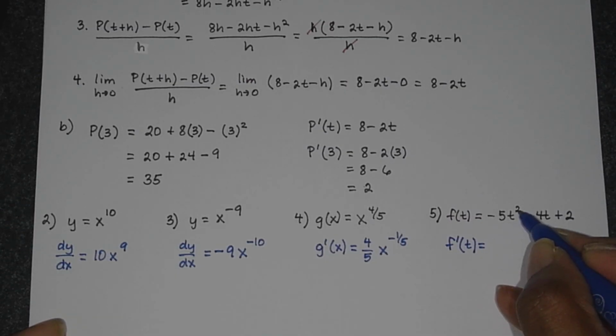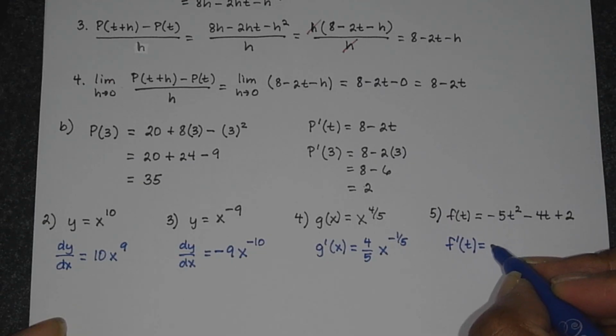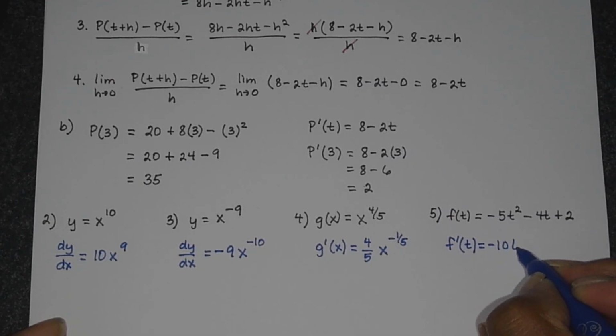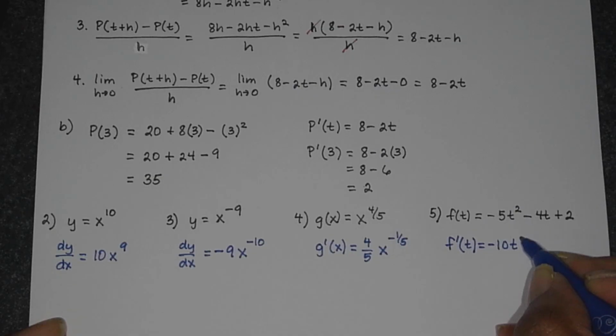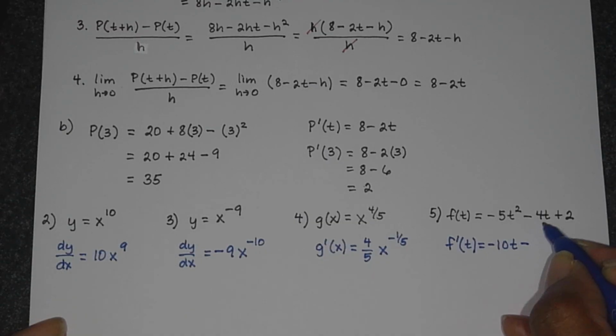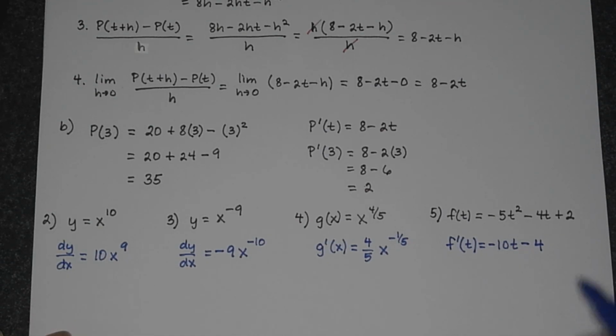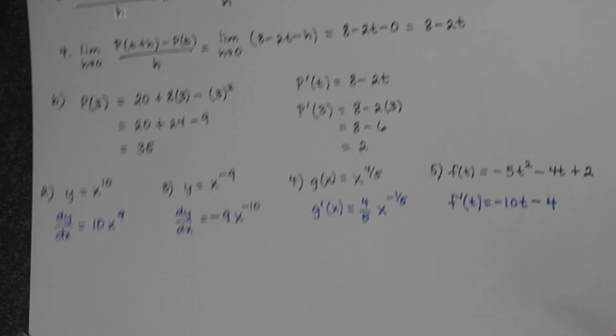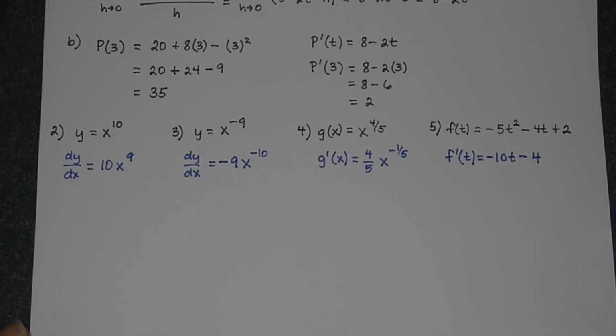So we got 2 times that negative 5, which is negative 10, t to what power? Well, to the 1, or we can just say negative 10t, minus the derivative of 4t, which is just 4. So it'd be negative 10t minus 4. And the derivative of 2 is 0. Okay? All right, questions on number 5.